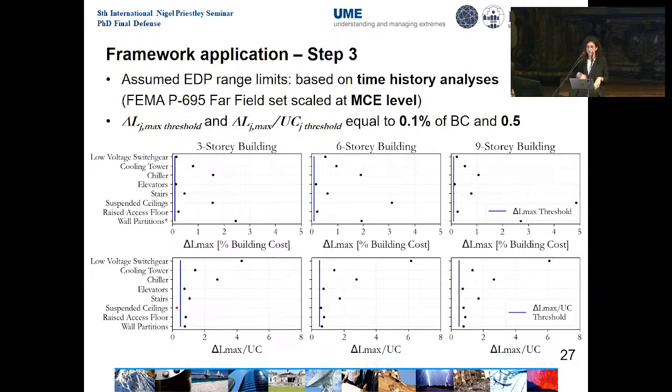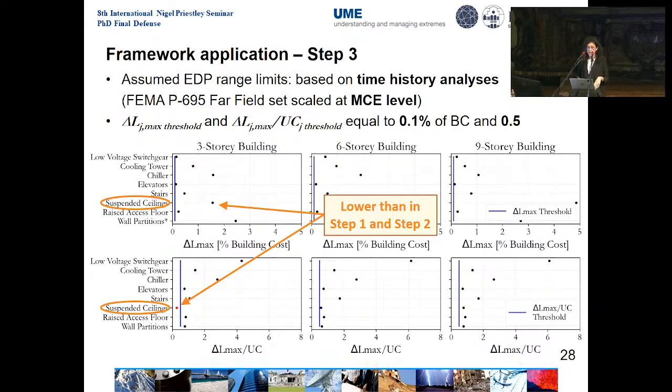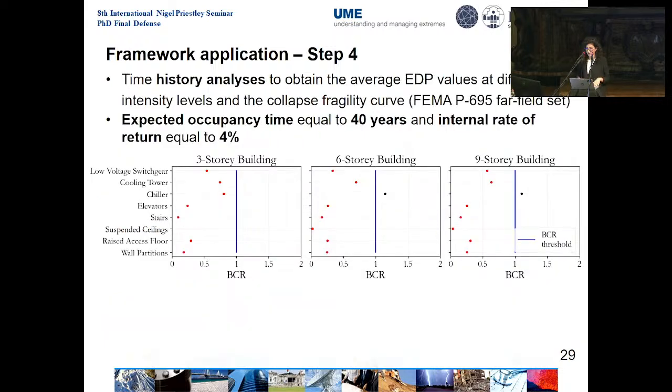Now, moving to step 3, in here we are just modifying the EDP range, and we assume our maximum engineered demand parameters, the ones that we obtain by running time history analysis at the maximum credible earthquake level. And what you can see is that for some components, since we are changing the EDP range, we are modifying these parameters and we are reducing them, which are now lower, for example, for suspended ceilings. So finally, moving to step 4.